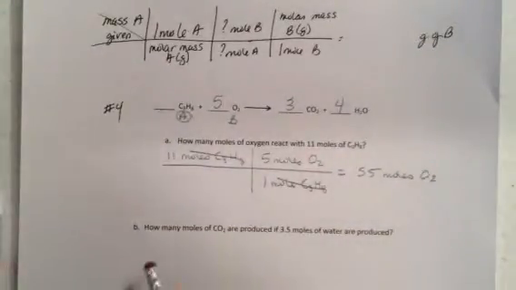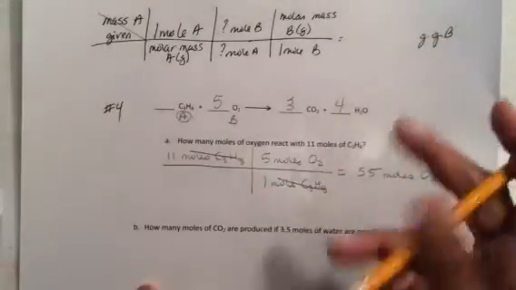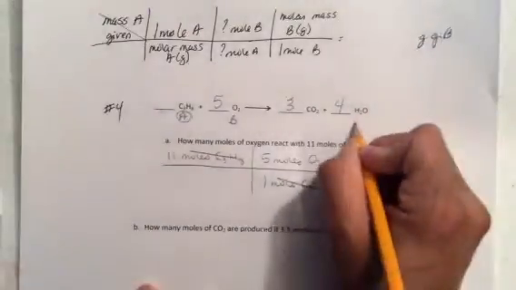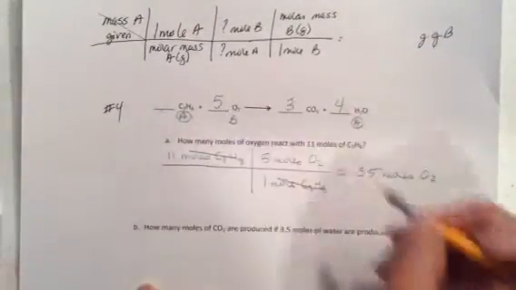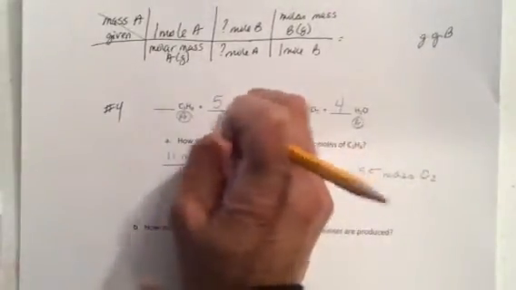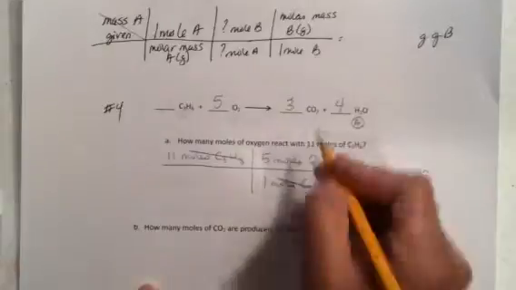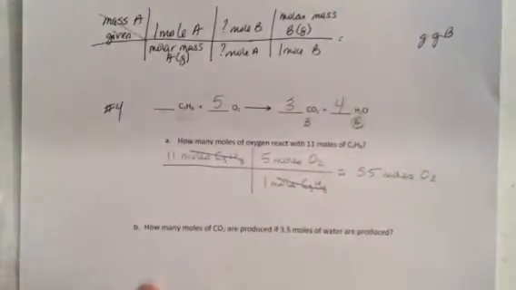So next problem. It wants to know how many moles of carbon dioxide are produced from 3.5 moles of water. So now, in this case, water is my A, and we're going to erase this because that was from the other problem. And CO2 is what I'm looking for, so that's my B.